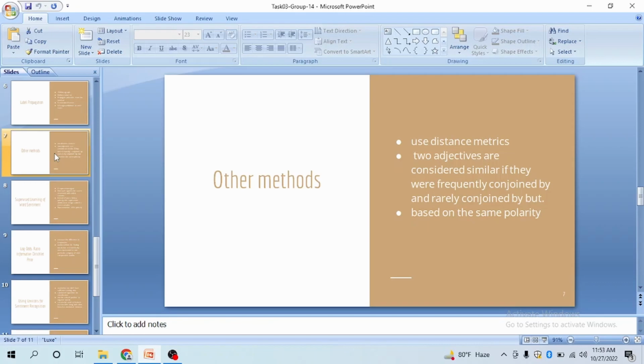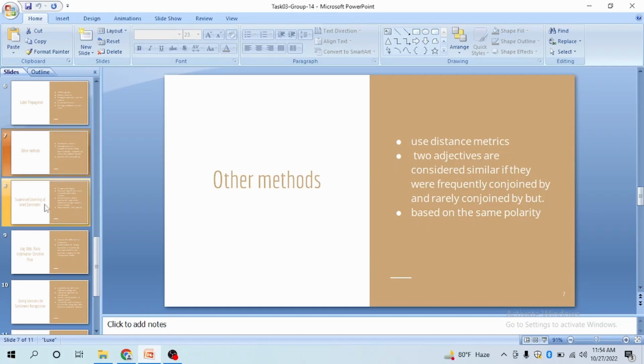So we need to choose two adjectives that are considered similar if they were frequently conjoined by "and" and rarely conjoined by "but". Semi-supervised algorithms use a human-defined set of seed words for two poles of a dimension, and use similarity metrics like embedding cosine, coordination, morphology, etc., and see how similar they are to the positive seeds and how dissimilar to the negative seeds.